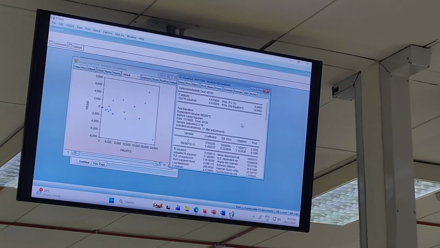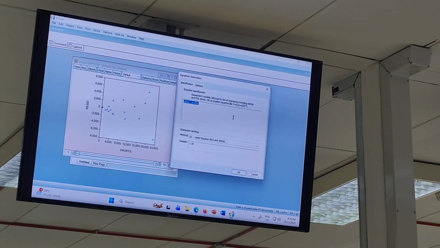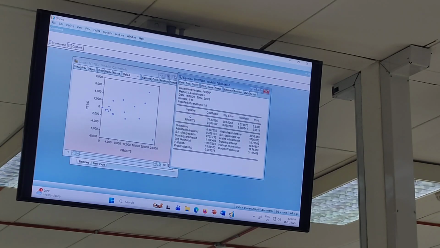Okay, now we do have a problem. So this result of estimation is not that reliable for you to make a conclusion regarding the significance of the influence of profit on R&D expenditure. So you have to remedy first before you can confidently make a conclusion for the hypothesis testing.